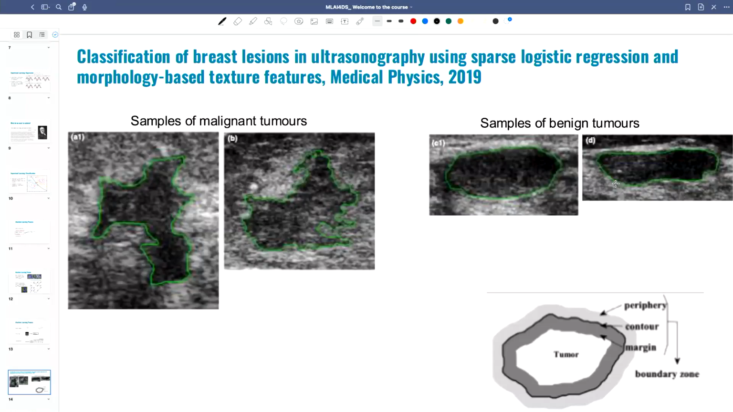Okay, but we human beings are such amazing creatures. Just by looking at these two pictures, you've already got a good insight to say which one is malignant and which one is benign, okay? But how are we going to apply machine learning to this problem?